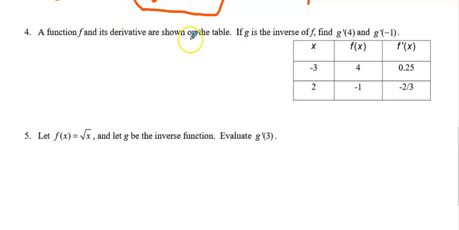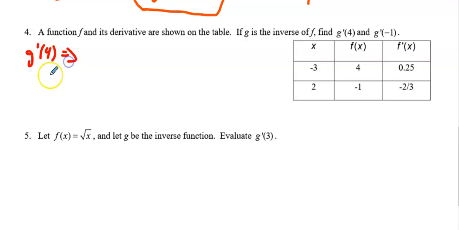A function f and its derivative is shown on the table. If g is the inverse of f, find g prime of 4 and g prime of negative 1. So again, ladies and gentlemen, this is just giving us a practice of what we just did in example number 3. So let's look at it. I'm going to go ahead and find g prime of 4 first.